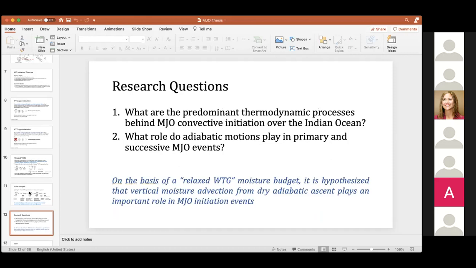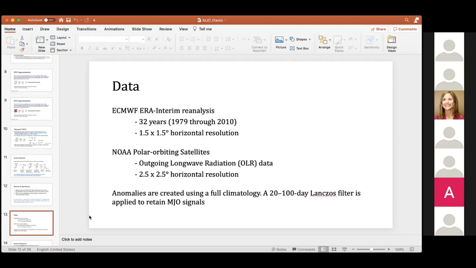So to move on, this has led us to ask the following questions for this thesis work. The first one being, what are the predominant thermodynamic processes behind the Madden-Julian Oscillation convective initiation over the Indian Ocean? And then what role do the adiabatic motions play in both the primary and successive MJO events? And on the basis of this relaxed weak temperature gradient approximation, we hypothesize that the vertical moisture advection from the dry adiabatic descent plays an important role in the MJO initiation events, as shown in the scale analysis from the previous slide.